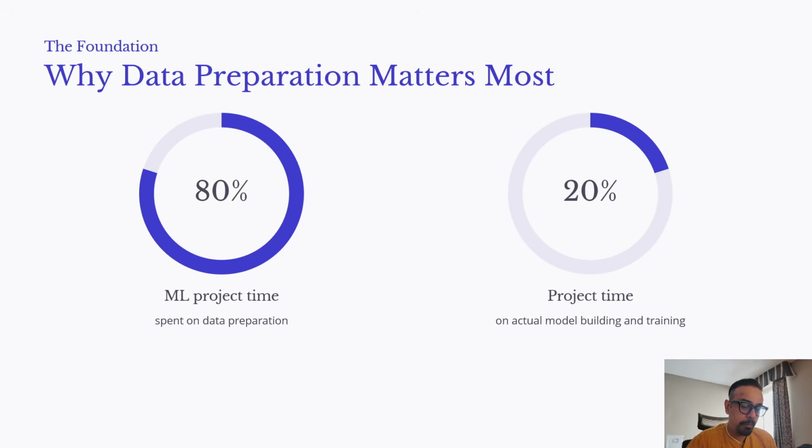the real work happens. There is a famous saying in machine learning, garbage in, garbage out. You can have the most advanced algorithm, the most powerful GPU, and the best hyperparameters, but if your input data is messy, incomplete, or not properly prepared, your model will perform terribly. A simple algorithm trained on high quality, well prepared data will always outperform a sophisticated algorithm trained on poor data.